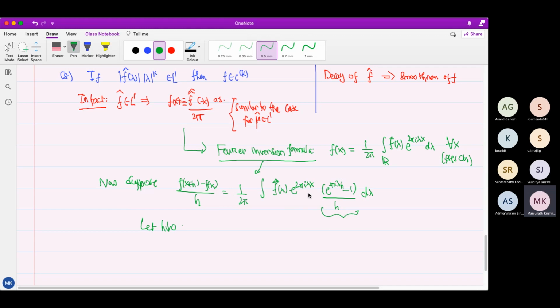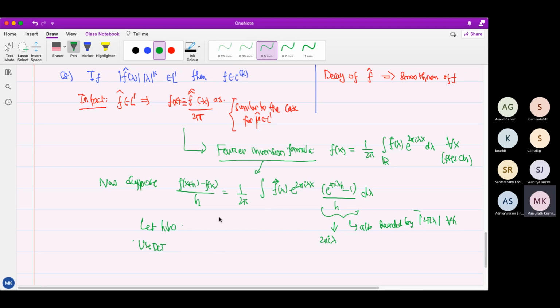These things don't depend on h. This will converge to 2 pi i lambda. As h goes to 0, this is the derivative of this exponential function at 0, so you'll get 2 pi i lambda. You have to justify this, use DCT. Not only does it converge to 2 pi i lambda, it is also bounded by 2 pi lambda for all h.